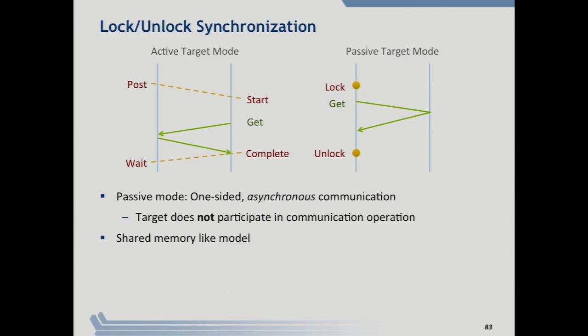So it's important to bear in mind that this is really a begin and this is really an end. And this is why it's also called passive, because the target is passive. It makes no MPI RMA calls to complete. The other ones are called active because all the processes are involved, even if they're not issuing RMA communication calls, they're involved in the synchronization.